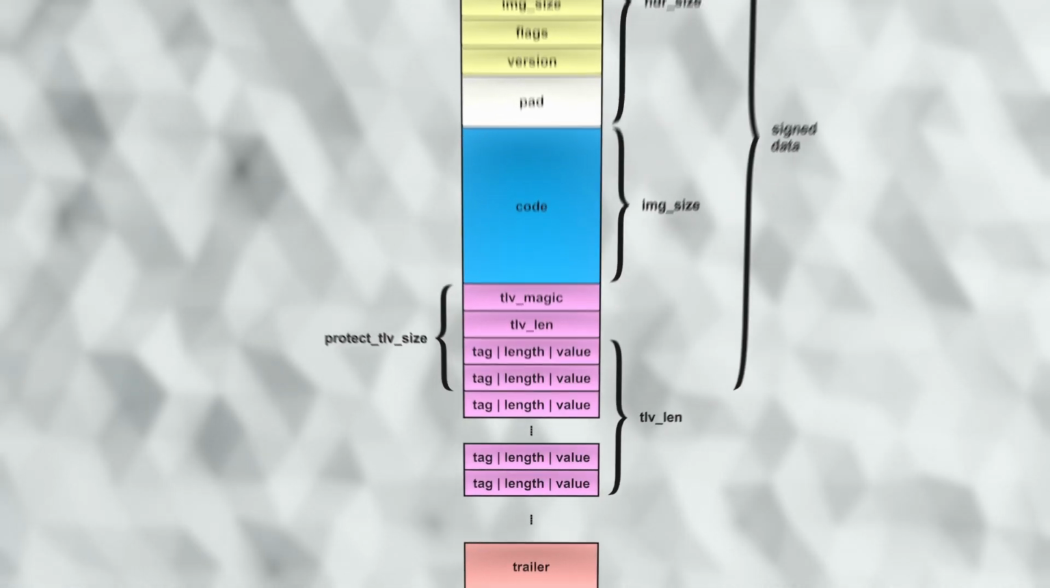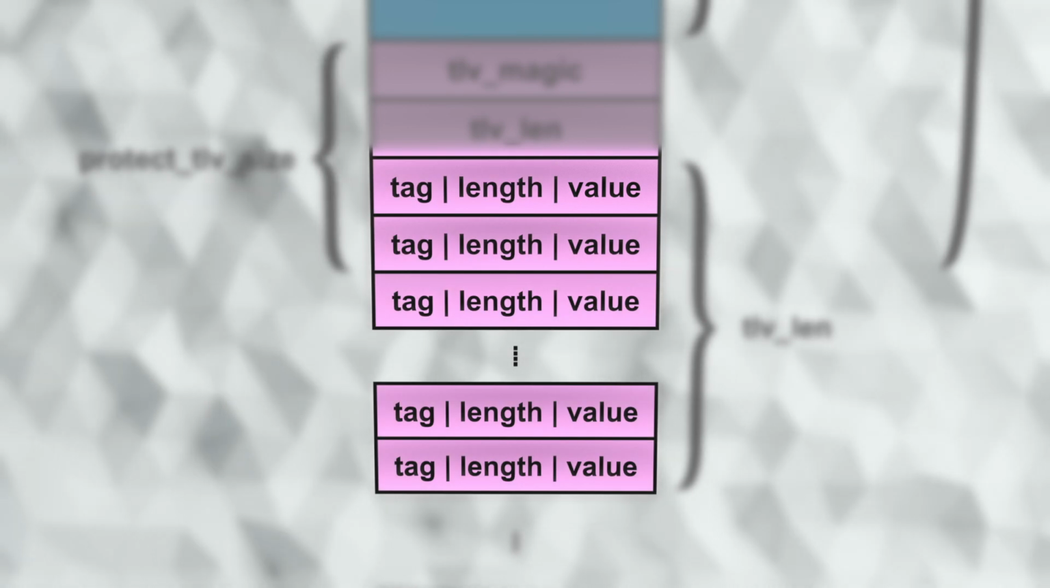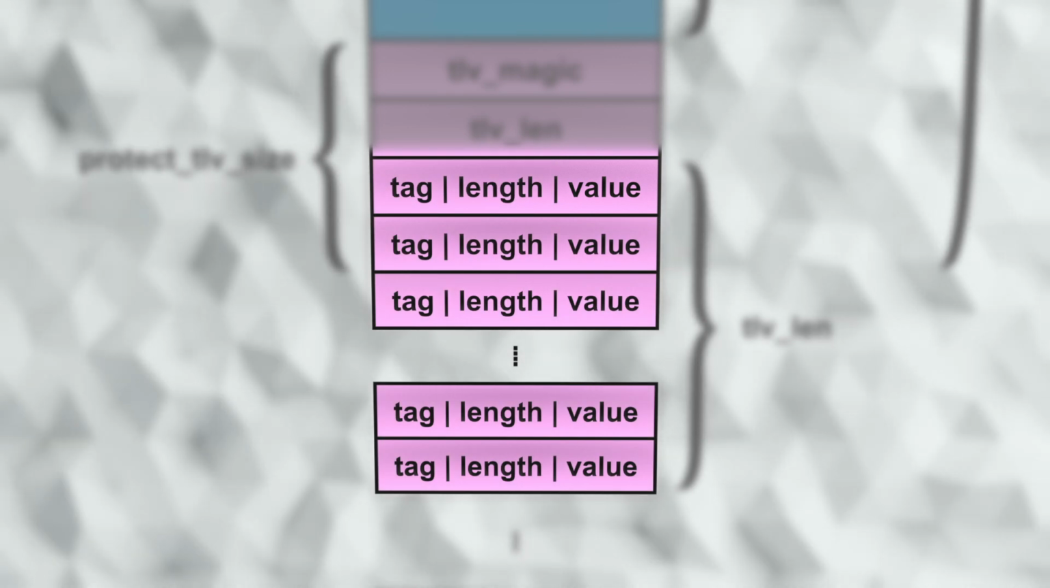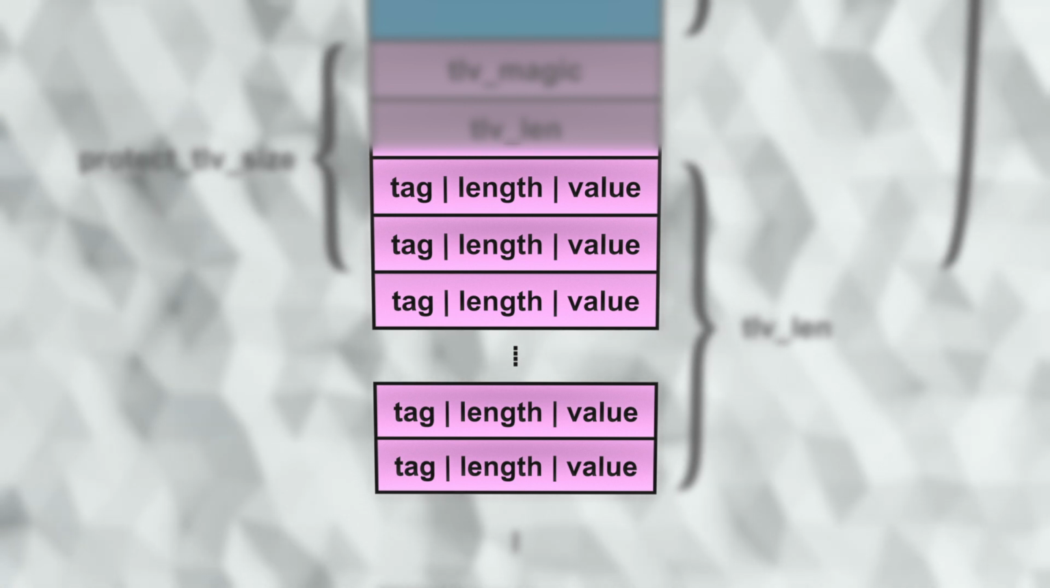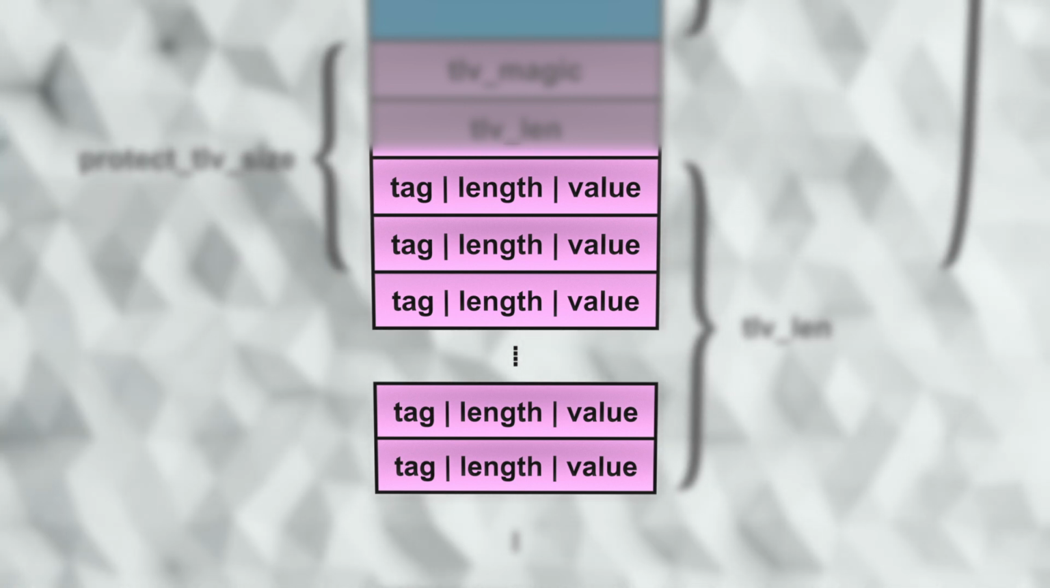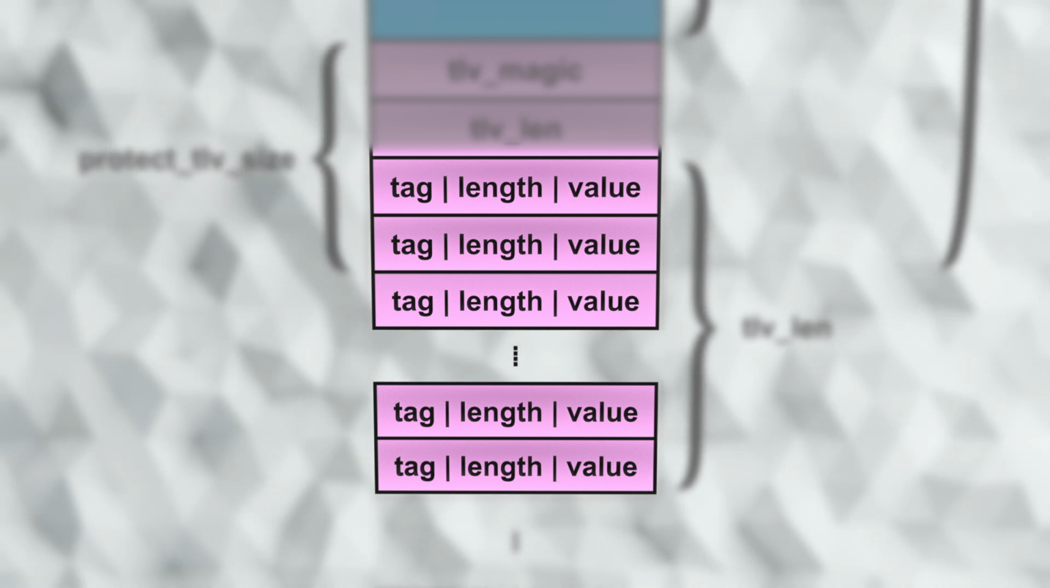Looking in more detail at a TLV entry, we can see that there is a 16-bit tag value, a 16-bit length, and this is then followed by that many bytes of data. The TLV entries are simply concatenated, allowing multiple entries. Our goal here, then, is to be able to add entries to the TLV that MCUboot can use to ensure that the protected area of the image has not been tampered with.